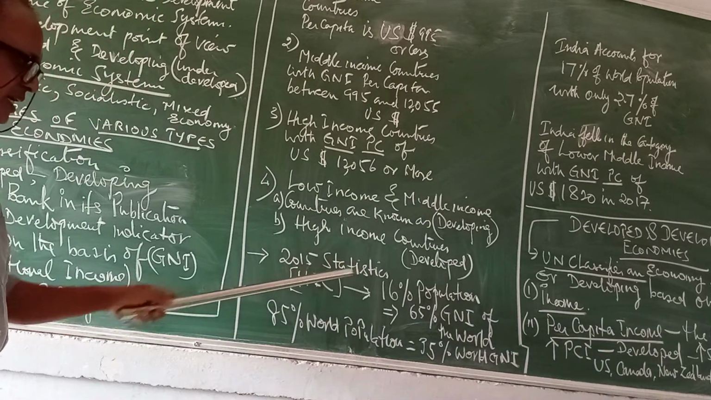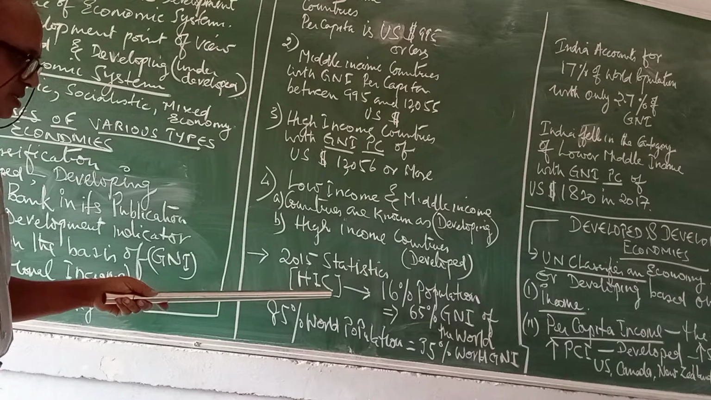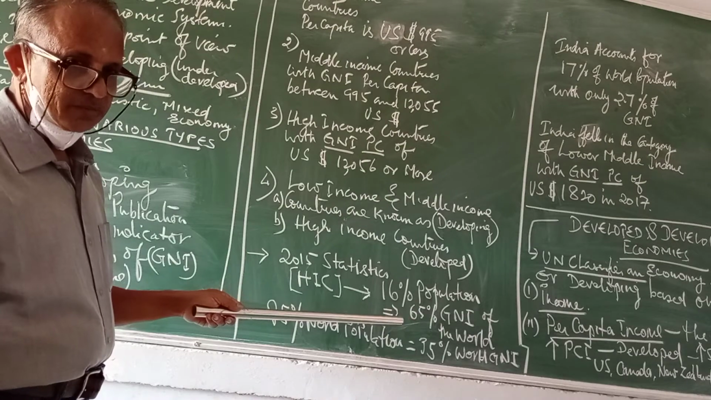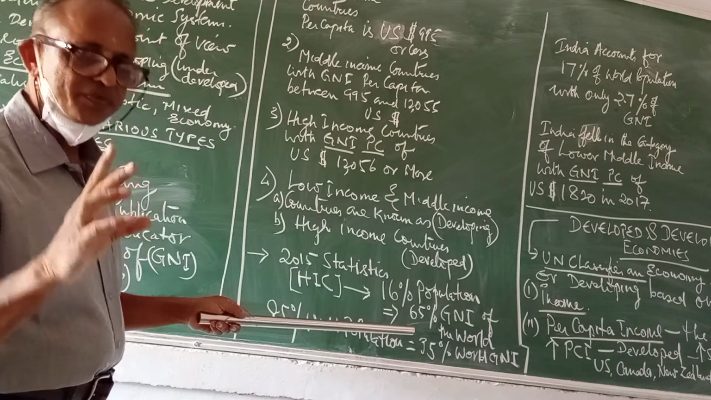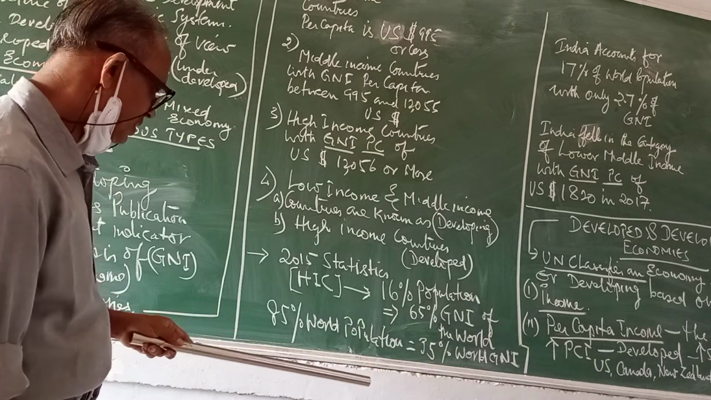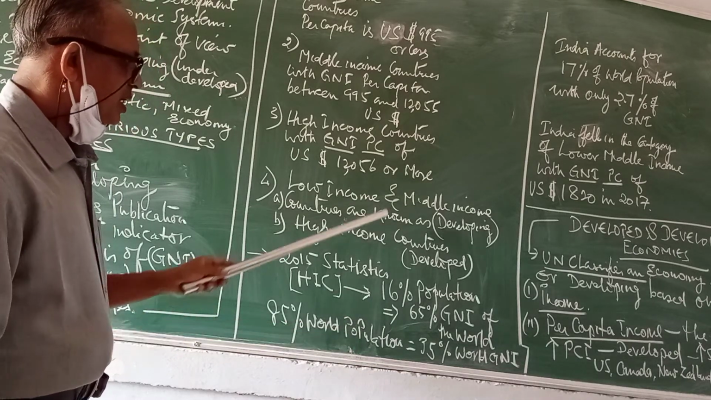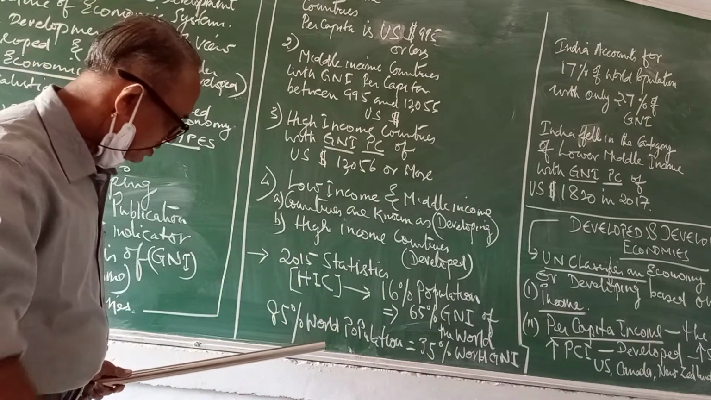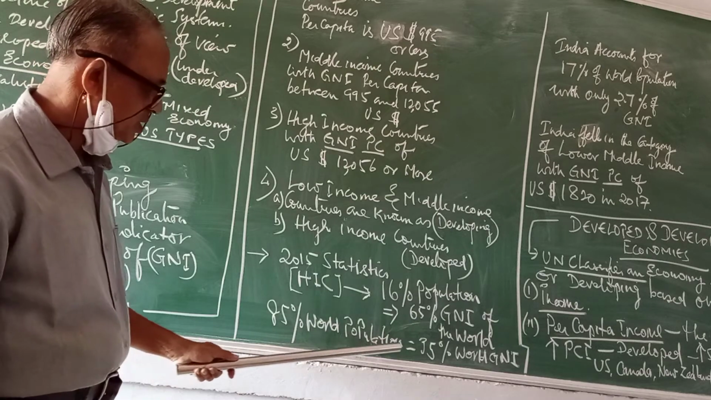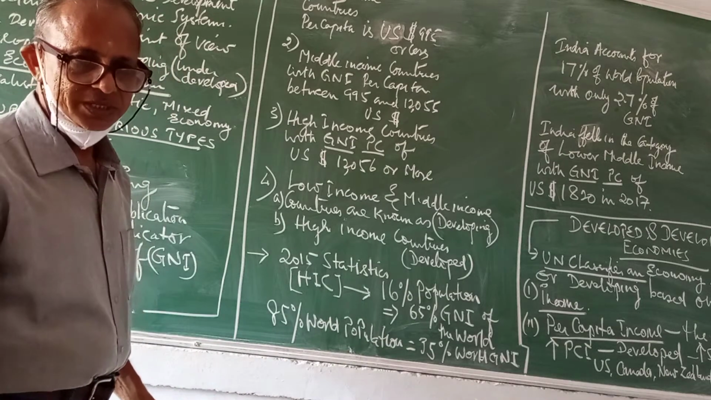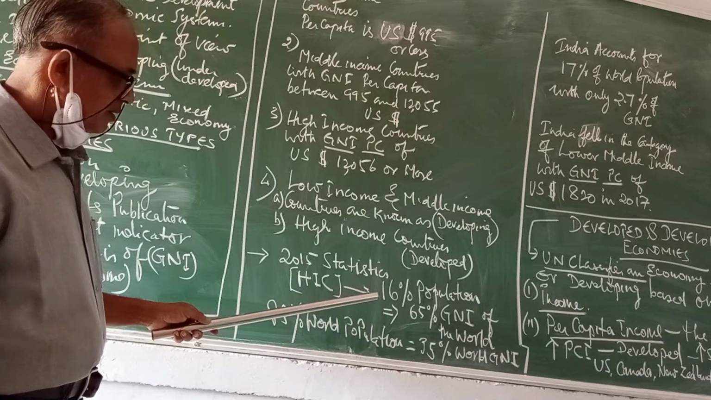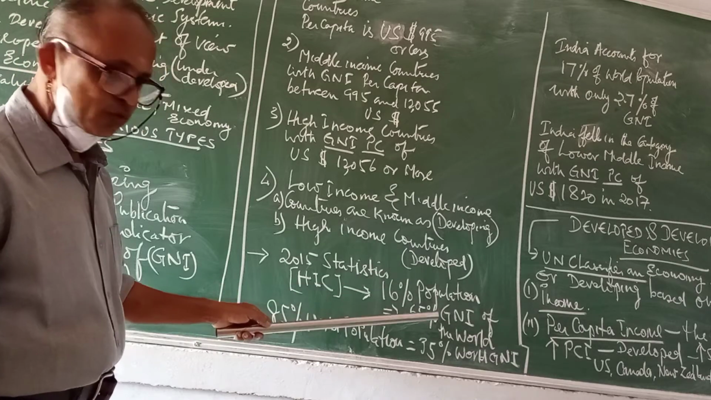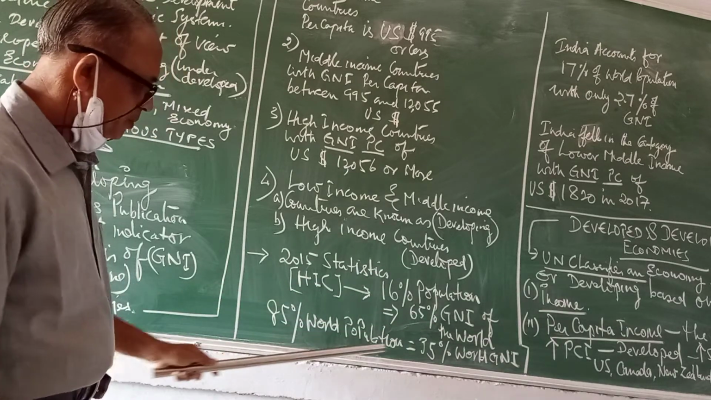According to 2015 statistics, high income countries have 16% of the world population, but have 65% of the GNI. Whereas developing countries, which have 85% of the world population, have a GNI of only 35%. So this clearly shows that a smaller percentage of the population contributed more GNI, whereas a high percentage of the population contributed less GNI.